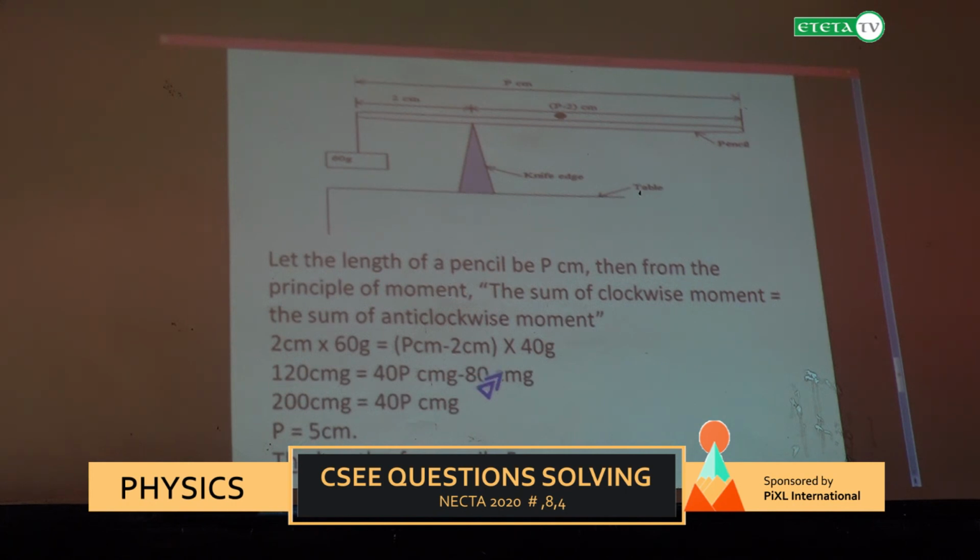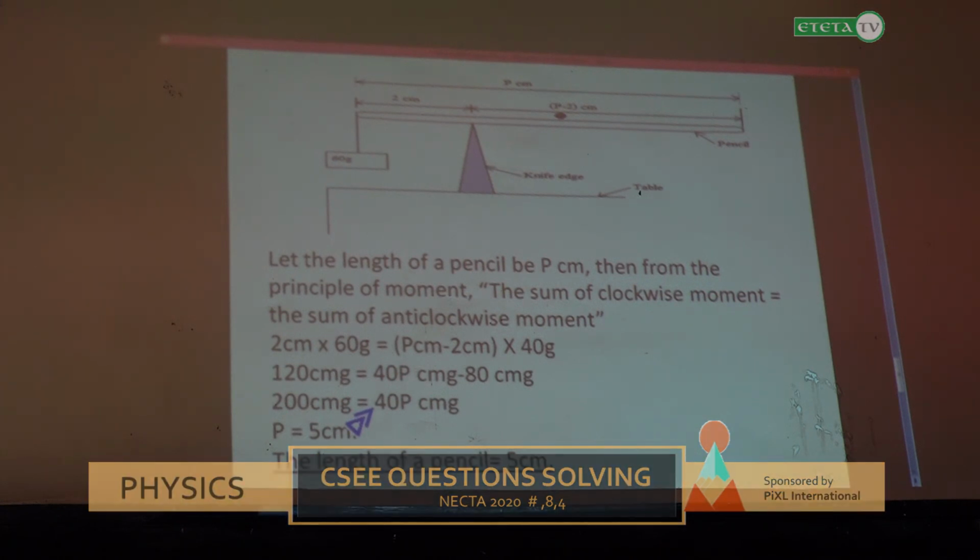Now from that, you can calculate the value of P. It's just a matter of substitution here, and you make P the subject, then you get P is equal to 5 centimeter. And this is the length of the pencil. So the length of the pencil is 5 centimeter. It is clear. Thank you. Now this is the end of my presentation.